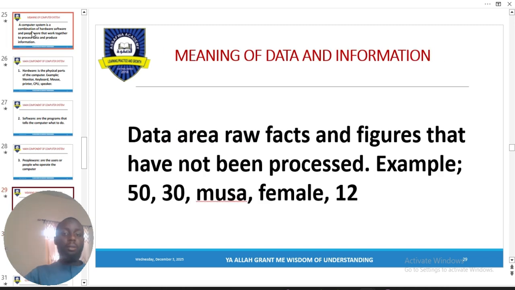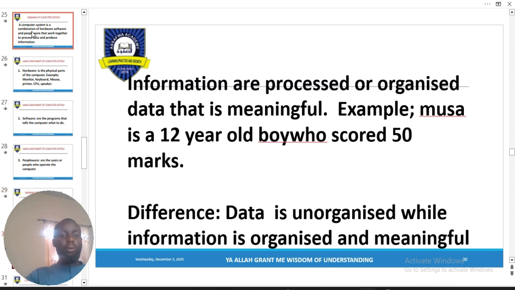So now the meaning of data. Data are raw facts and figures that have not been processed. For example, we have 50, 30, Musa, female, and 12, which are not having any meaning until they are being processed. So now the definition of information. Information is processed or organized data that is meaningful. For example, we have Musa is a 12-year-old boy who scored 50 marks. You can see now there's information. You understand what the message is. So the difference is data is unorganized while information is organized and meaningful.